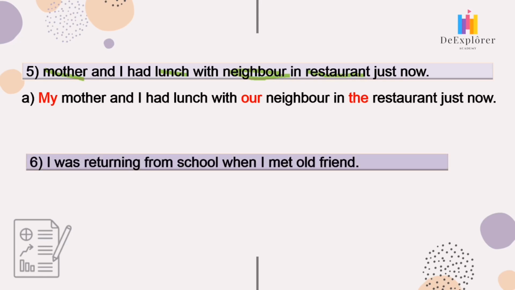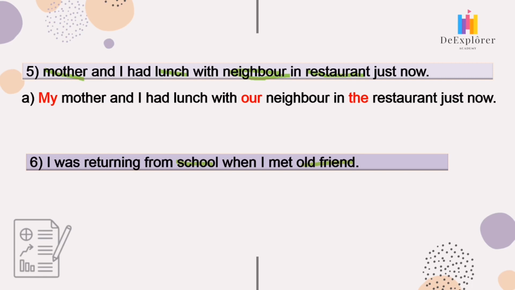Sentence number 6. I was returning from school when I met old friend. Okay, underline the nouns first. School. Okay, there's a noun. School. Old friend. Okay, there's a noun. 人来的.